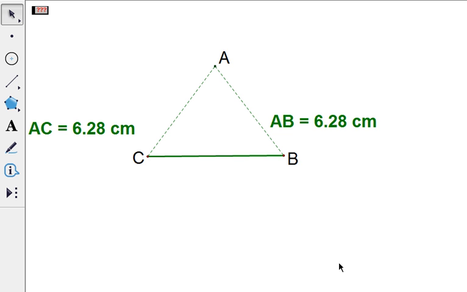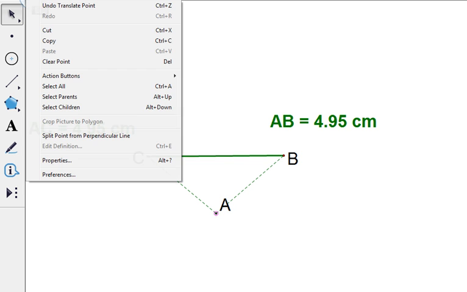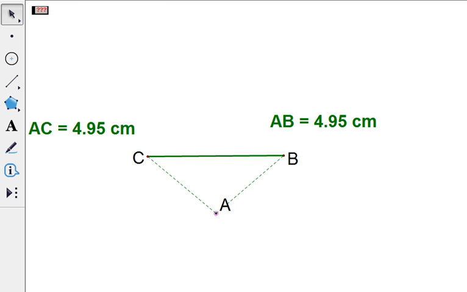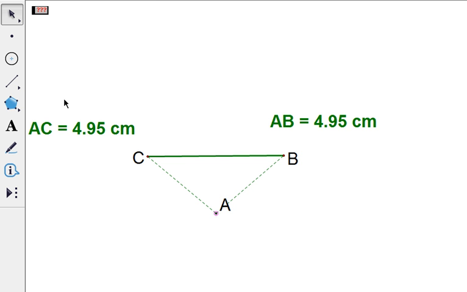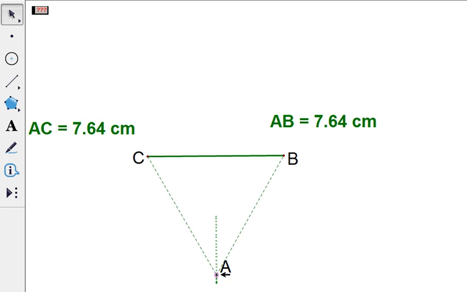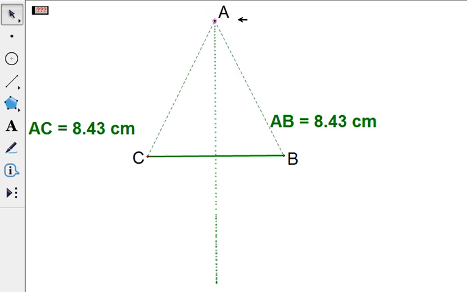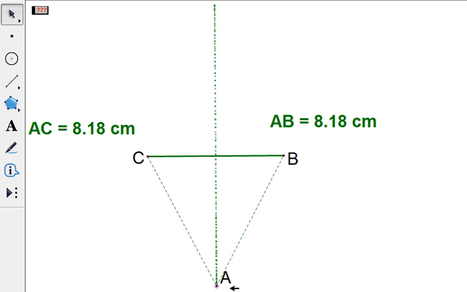So here I have my point A, it's equidistant to point B and to point C. Doesn't matter how I move this, I've constructed it so that it stays equidistant to the two. What I'm going to do is trace that point. If I can remember where the trace is at. Trace that point, there we go. Now, as I trace this point, you start to see something appear. Well, it looks like a line.